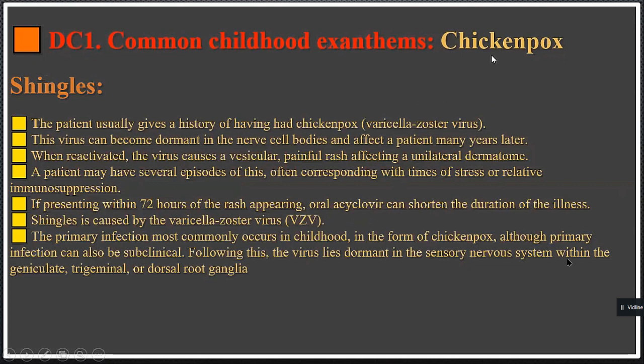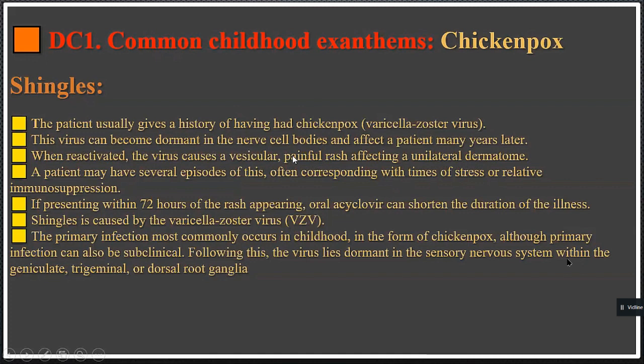Okay, regarding chickenpox, you have to be familiar with shingles. Okay, so the same here, varicella zoster virus, but here it can become dormant in the nerve. So the patient already doesn't have chickenpox now, and after many years it stays in the nerve cell bodies, and after that it can be reactivated later. Okay, and it's unilateral or bilateral dermatome, guys? Unilateral. It's a vesicular and painful rash.